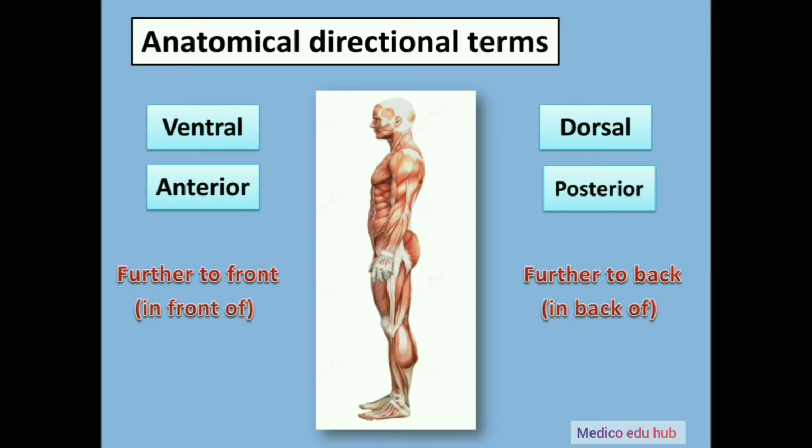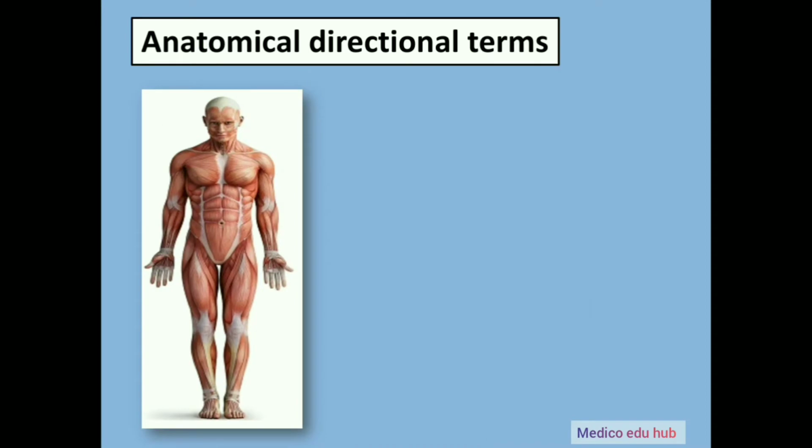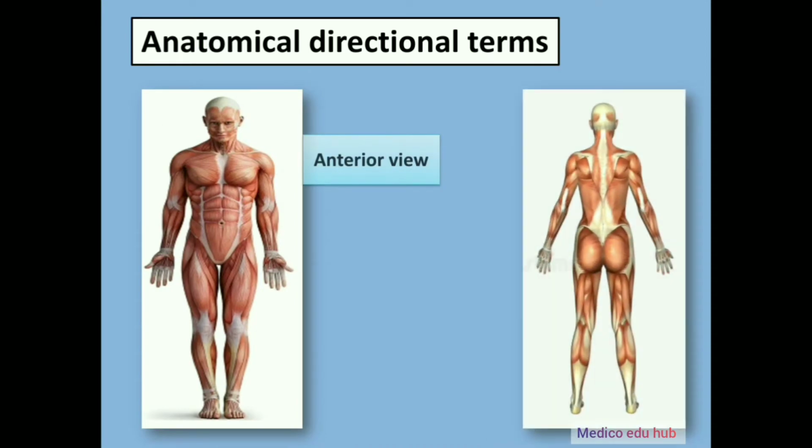where ventral means anterior and dorsal means posterior. Anterior and posterior can also be used to describe how you are looking at the body. While the body will always be referenced from the anatomical position, it can be viewed from an anterior view, meaning looking at the body from the front, like in this picture. And it can be viewed from the posterior view, meaning looking at it from the back, like in this picture.